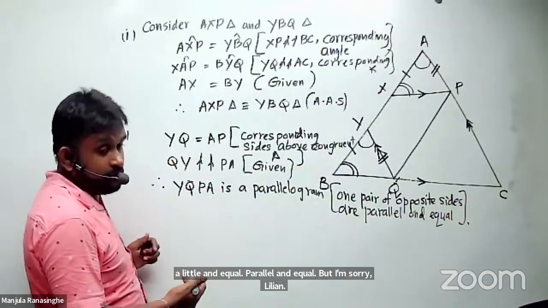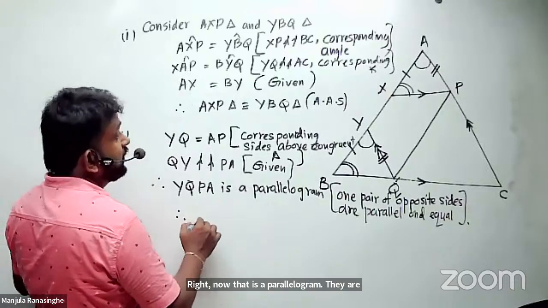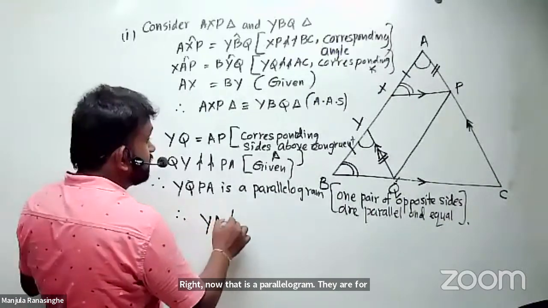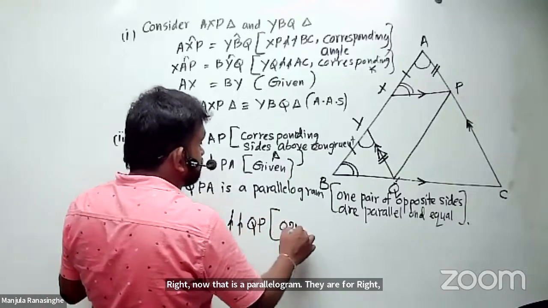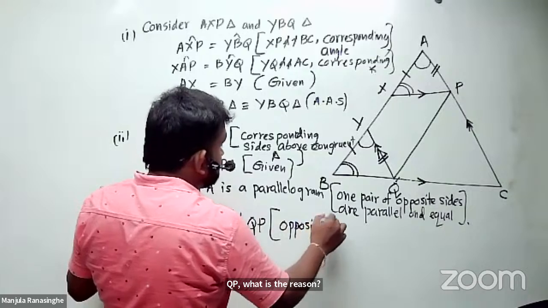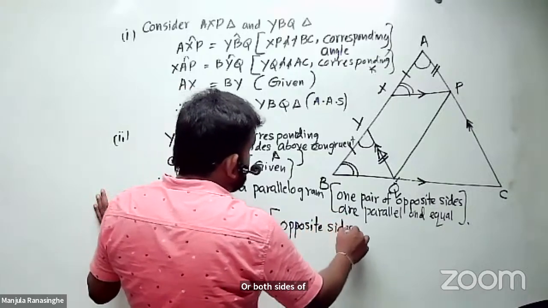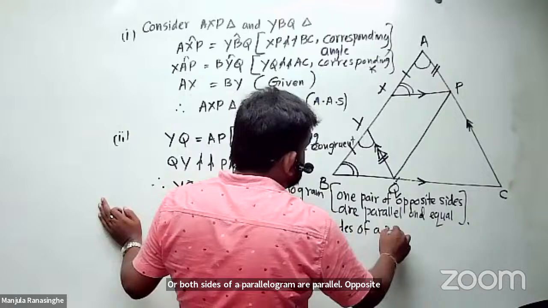Right, now that is a parallelogram. Therefore, right, YA is parallel to QP. What is the reason? Opposite sides of a parallelogram are parallel.